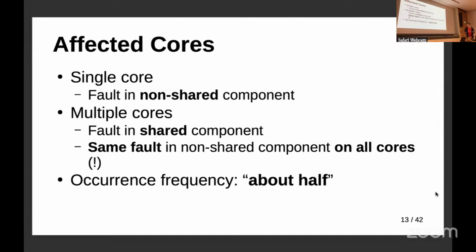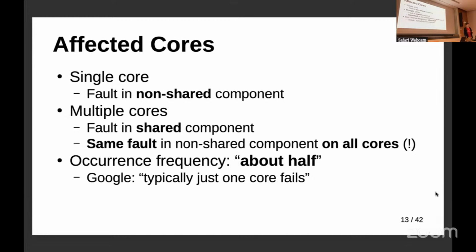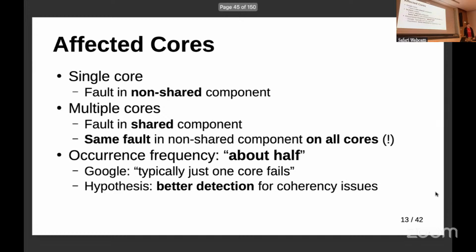They claim that the rate of multi-core versus single-core failures is about half. So about half of the detected faults affect more than one core. This is interesting because it conflicts with the Google paper. Google claims that typically only one core fails. The authors attempt to explain this difference by hypothesizing that Google's test framework isn't as good at detecting cache coherence problems as theirs, but we don't know for sure, as we don't have access to either test framework.